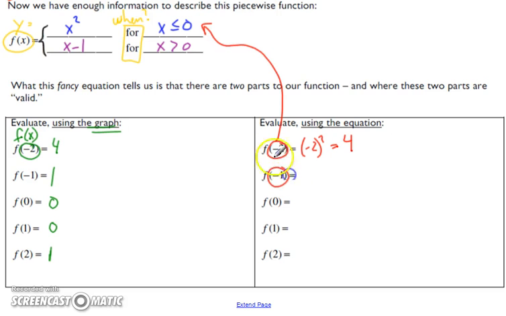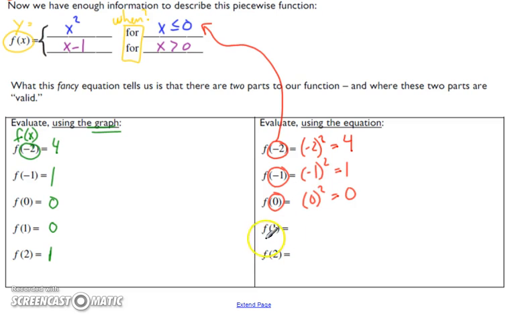Then for negative 1, that's also in that blue section. So I plug in negative 1 and square it. If I plug in 0, that's going to also go in that blue section. 0 squared, 0.